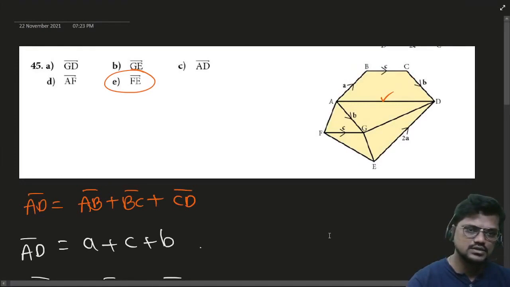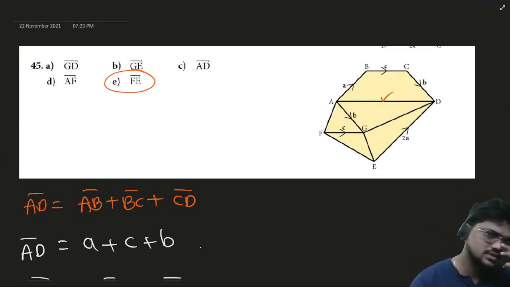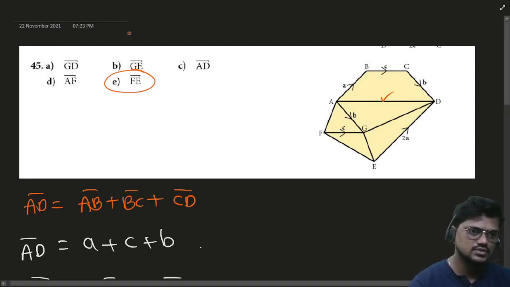After that, AF. Can you please find what is the vector? AD I've already found. GE is already done. GD is also done. So everything is done. All the values are found, except AE. AF is also easy only. Now, fine. So we are done over here for today.